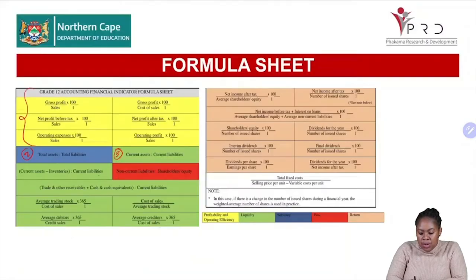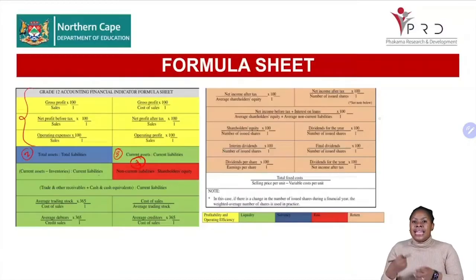You will see it's distributed in the middle of your formula sheet. And then at the bottom, number 4, the risk and gearing. And then at the bottom of your formula sheet, you'll have your returns. All right. So it must be an easy thing for you to actually do during the exam.